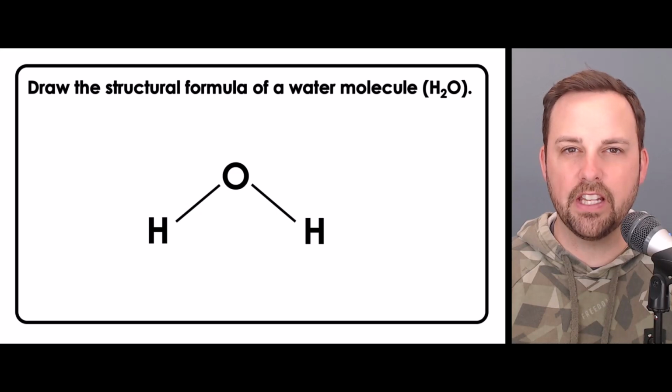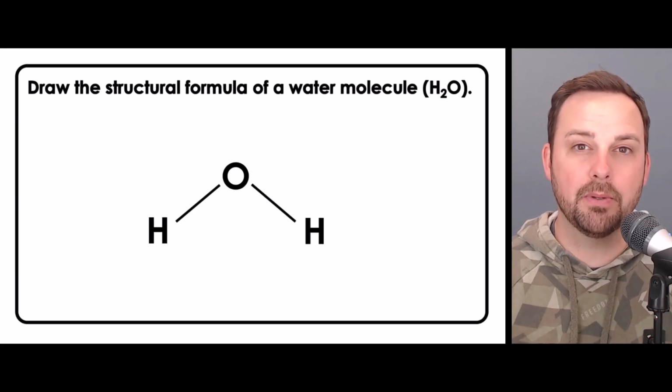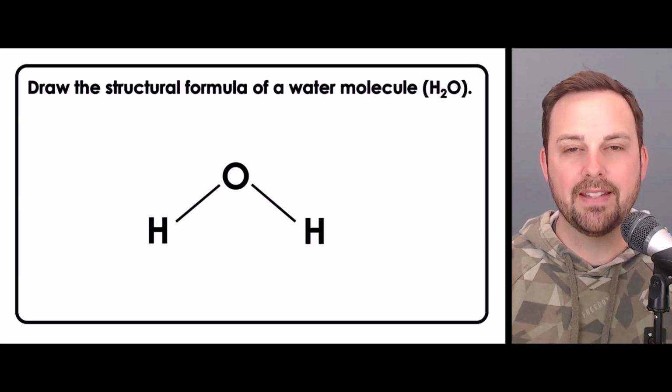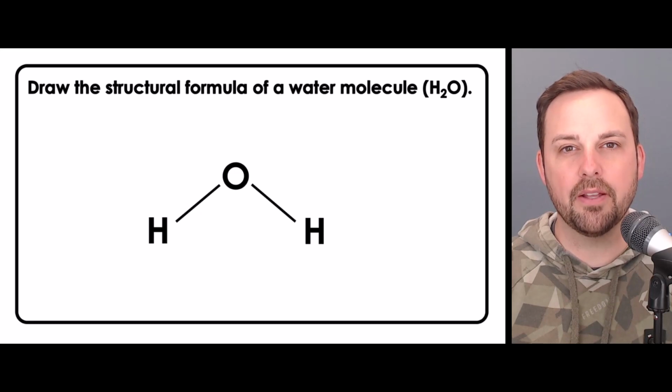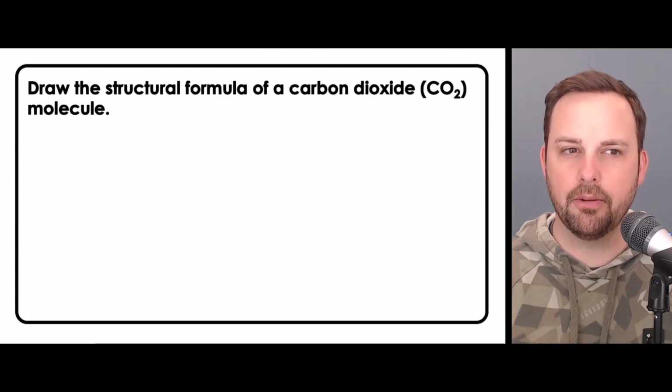We don't draw individual electrons, we just draw the element symbols, that's the O and the H's, and then draw lines between them at the appropriate place to indicate these are single covalent bonds. So in other words, you can think of each of these lines as representing one pair of electrons. Here's another example that's a little different in an important way.